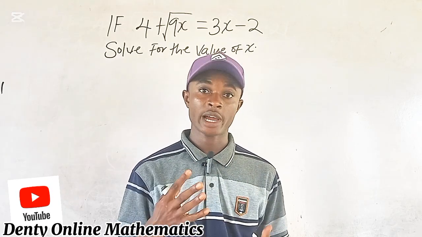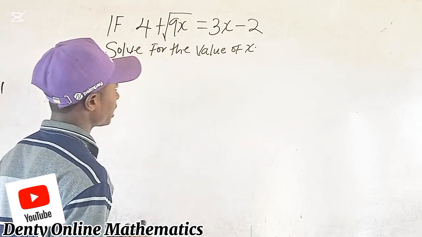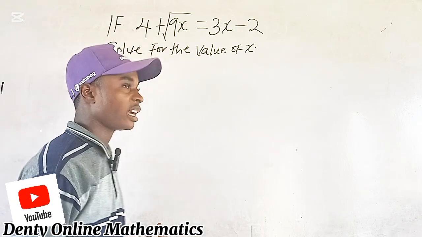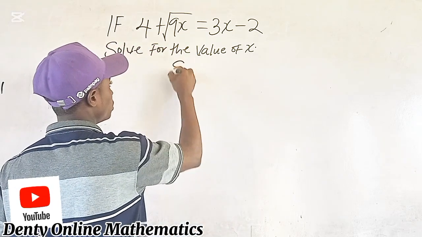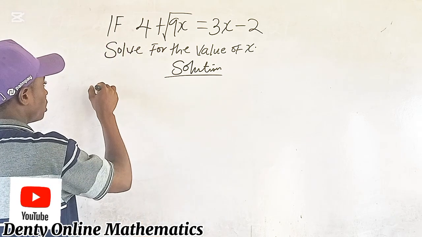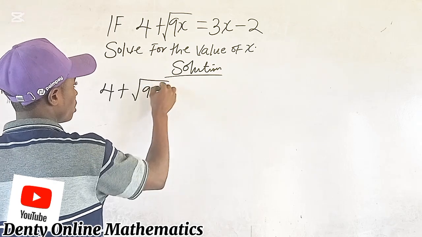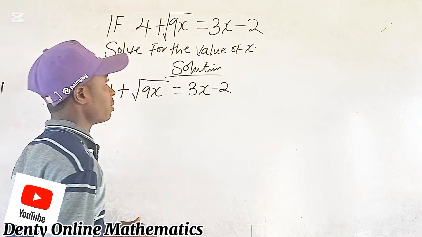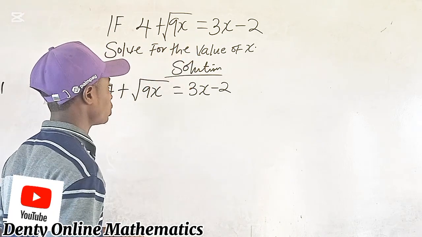Now let's look at what we have here today. If 4 plus the square root of 9x equals 3x minus 2, we're asked to solve for the value of x. How do we do this? It's very simple. Here's the solution to this problem. Now what we have is 4 plus the square root of 9x to be equal to 3x minus 2. Remember, we are looking for the value of x that will satisfy this equation.